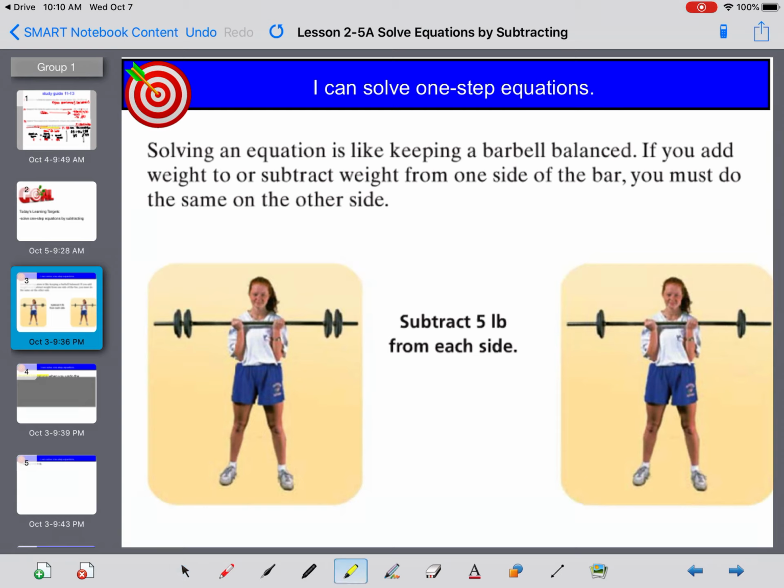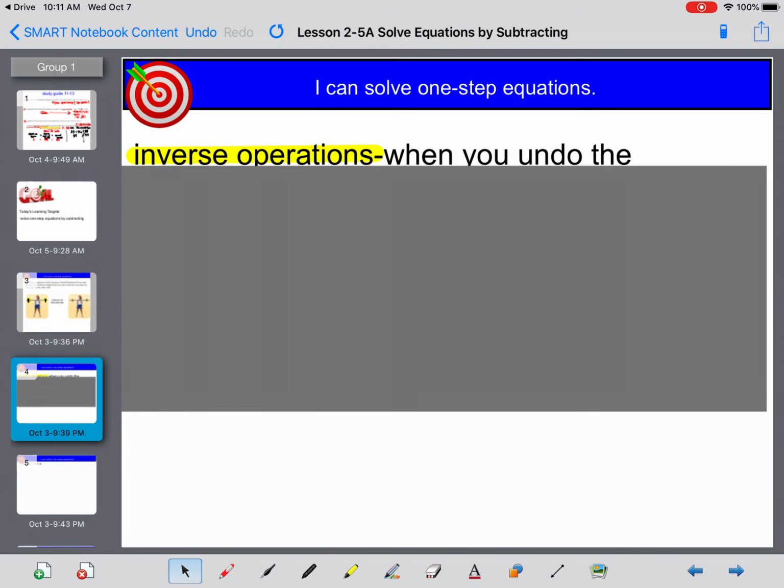So, for example, you can see here that I have 2 barbells. And so if I remove one barbell from this side, I would also need to remove a barbell from the other side to keep it balanced. Otherwise, it would not be easy to maintain the weight. It would be unevenly distributed. The same thing is true when we're solving equations.